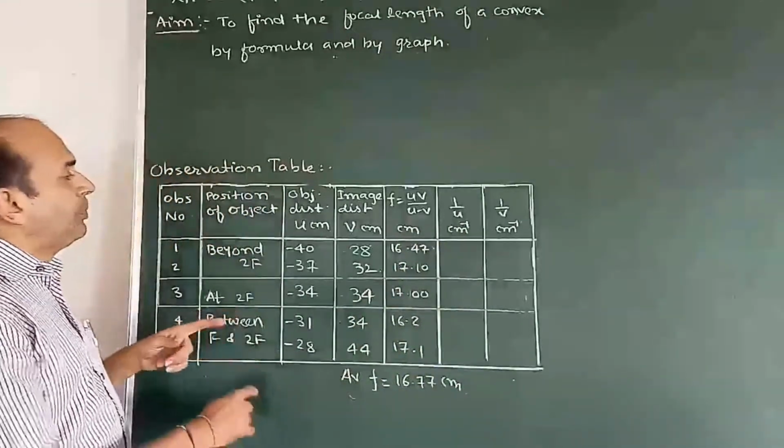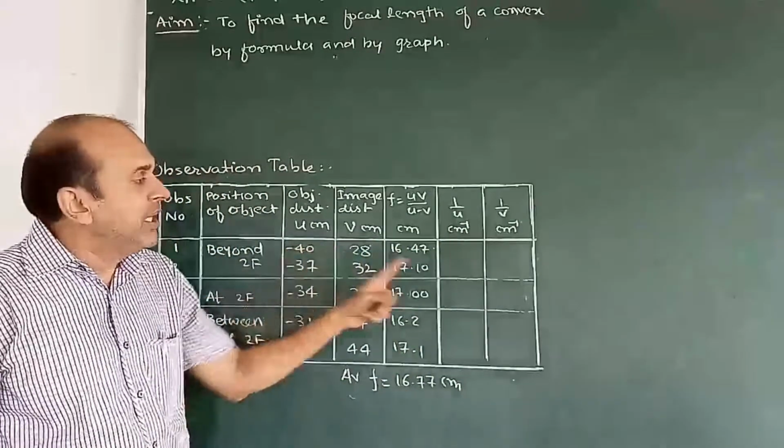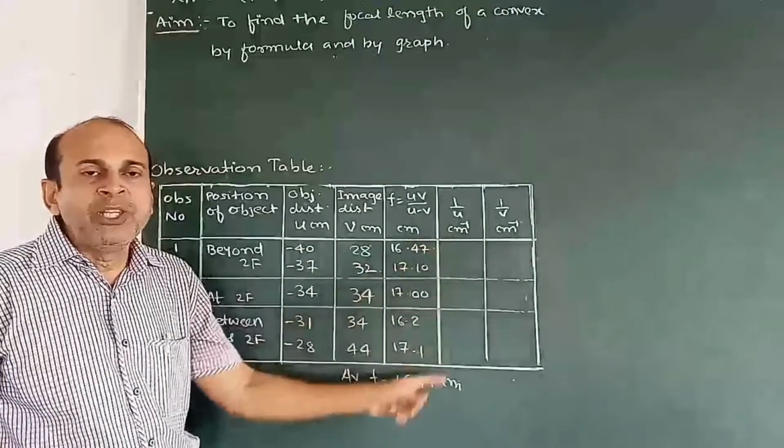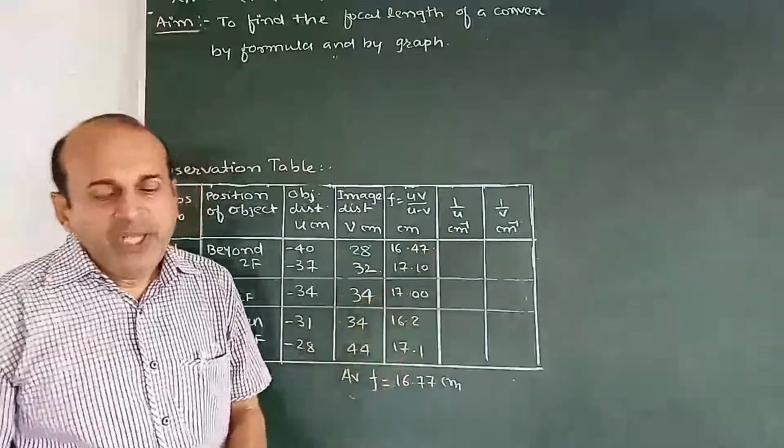Now we will plot the graph of 1/u versus 1/v. So you will find the value of 1/u, that is 1/40 is equal to whatever the answer is. Fill up all this data, then we will plot the graph in the journal.